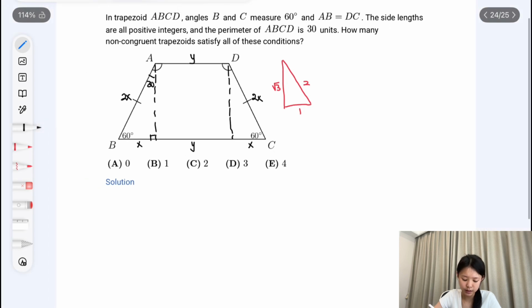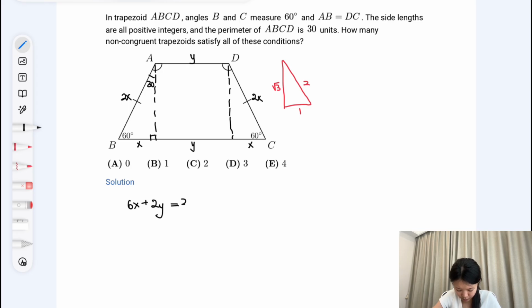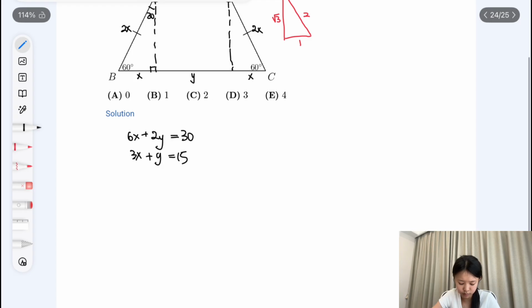So we can add this up, and then we'll get the total sum of 6x plus 2y equals 30. Now we can simplify this by dividing both sides, which gets 3x plus y equals 15.